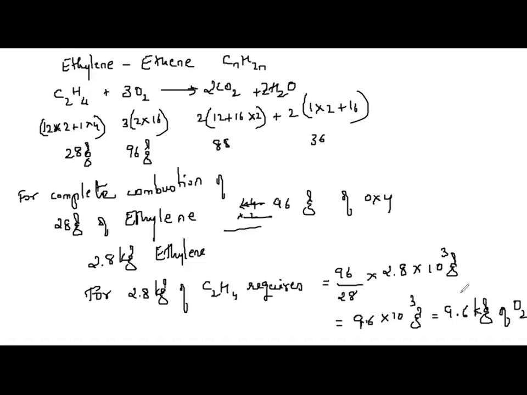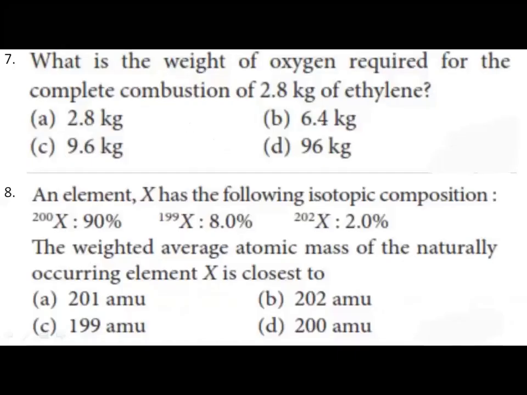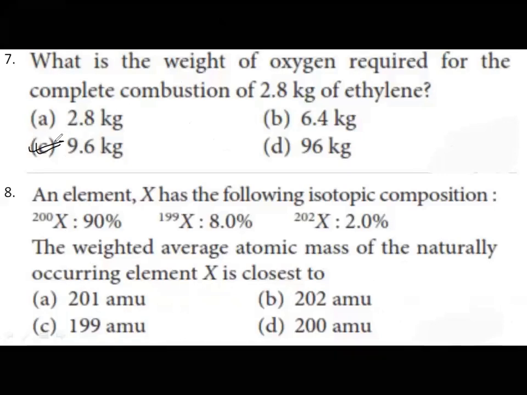So how much oxygen is required? 9.6 kg of oxygen is required for complete combustion of ethylene. So that is 9.6. 96 is also given in the options, but 96 is for grams. So here we need 9.6, right?